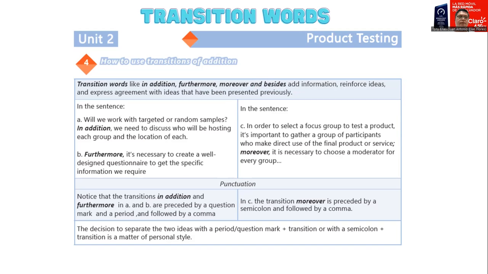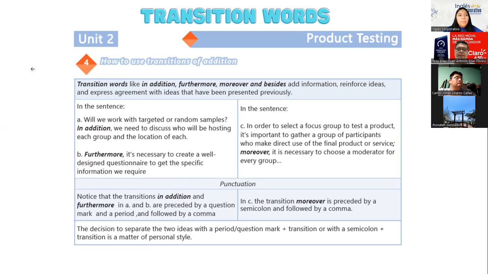Yes. In the sentence, letter A, will we work with targeted or random samples? In addition, we need to discuss who will be hosting each group and the location of each. Letter B, it's necessary to have a well-designed questionnaire to get the specific information we require. In the sentence, letter C, in order to select a focus group to test a product, it's important to gather a group of participants who make direct use of the final product or service. Moreover, it is necessary to choose a moderator for every group.